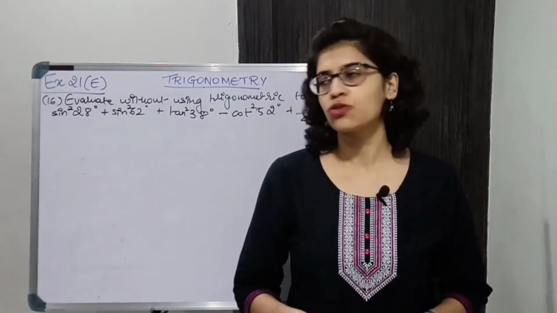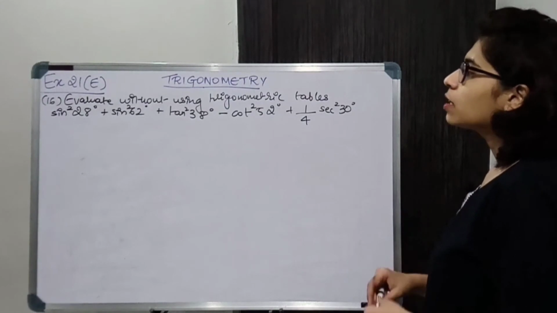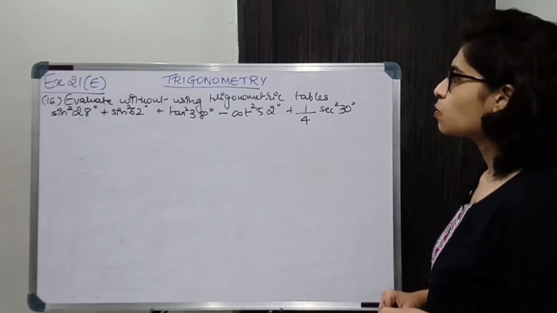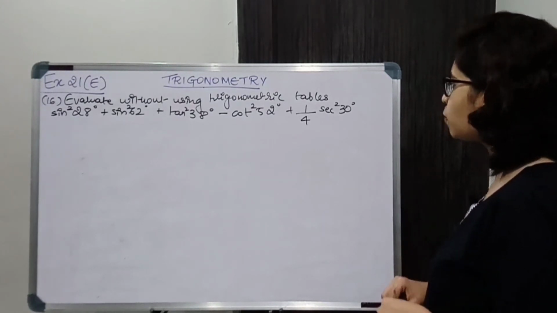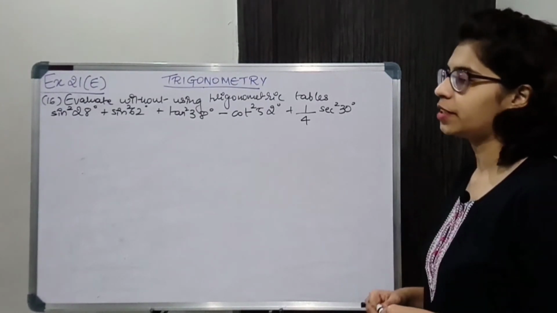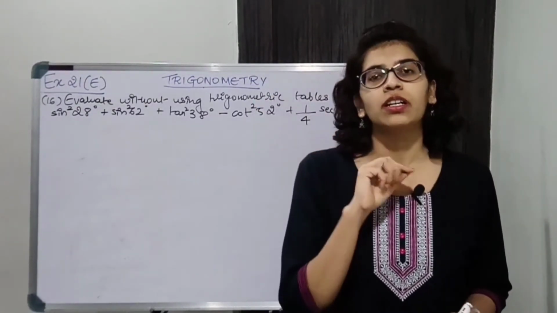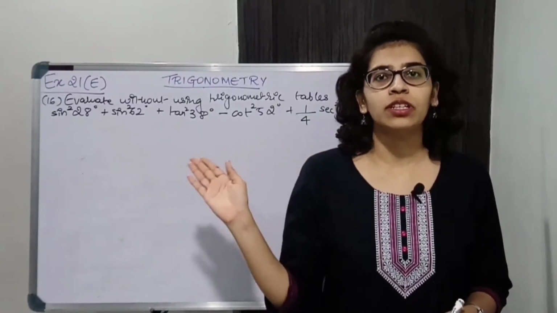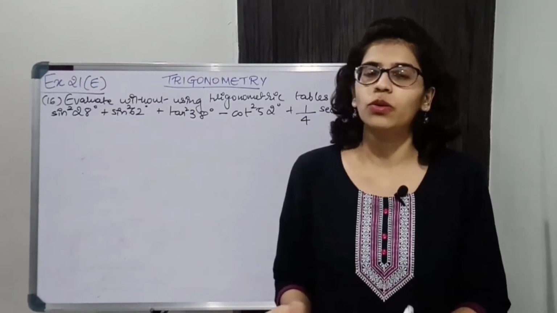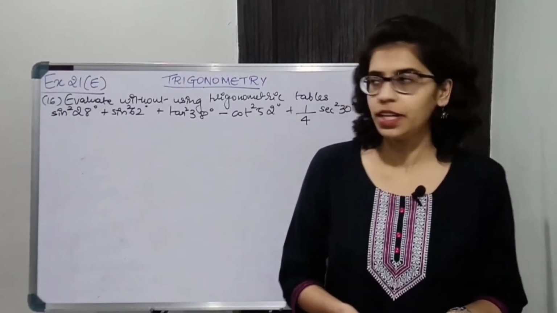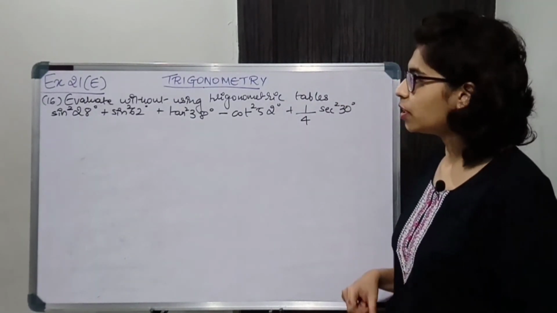Let's check the next question. Question 16, evaluate without using trigonometric tables. We are given sin square 28 plus sin square 62 plus tan square 38 minus cot square 52 plus 1 by 4 of sec square 30. We don't have to use the trigonometric tables, meaning the ones given for natural cosine, natural tan, natural sine. You can use the standard trigonometric table, which you have to learn. And to memorize that I have already given you an easy method.